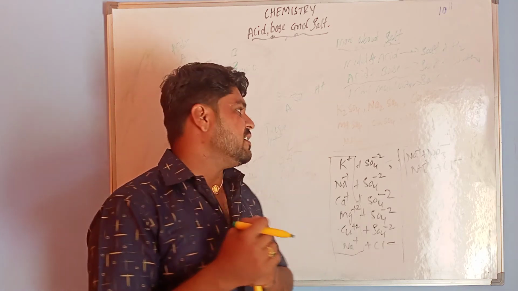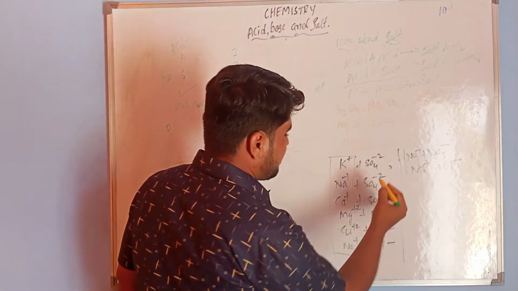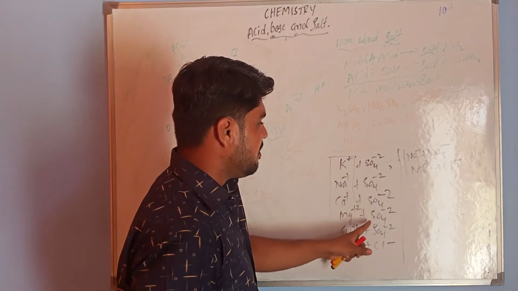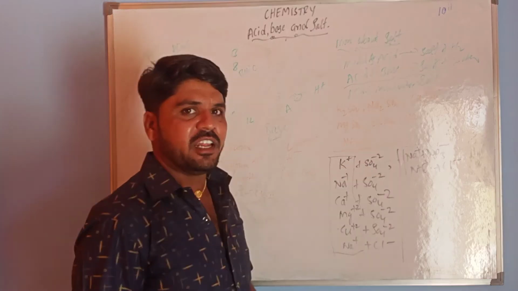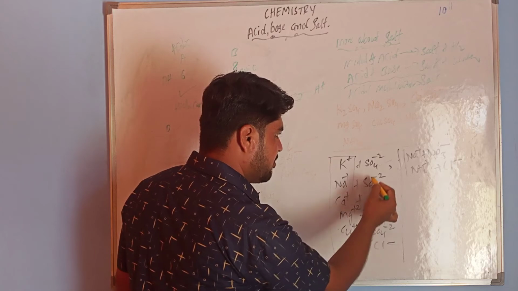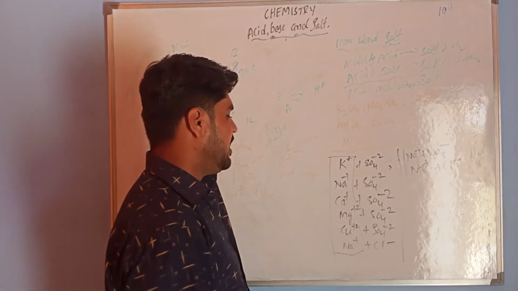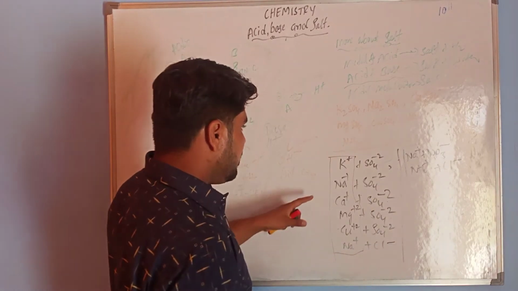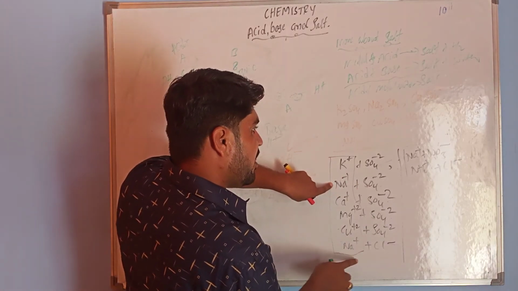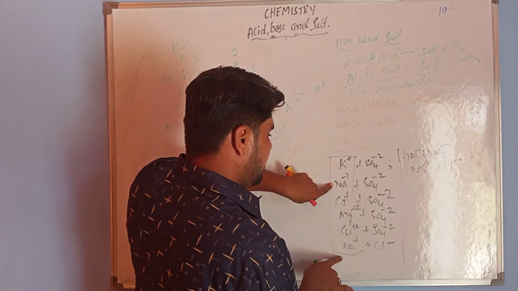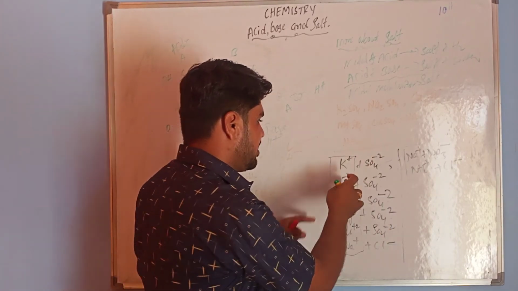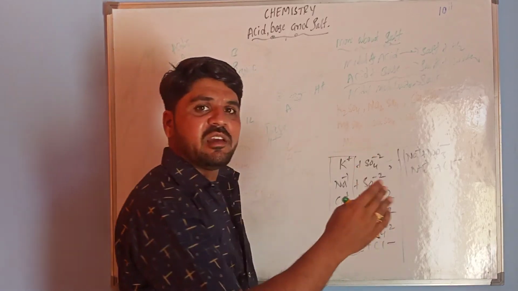Next, salts having the same positive or negative radical are said to belong to a family, with the same charge, like sulfates. These five are the sulfate family. And sodium sulfate, sodium chloride and sodium nitrate are the sodium family, right? Same charge, Na plus.